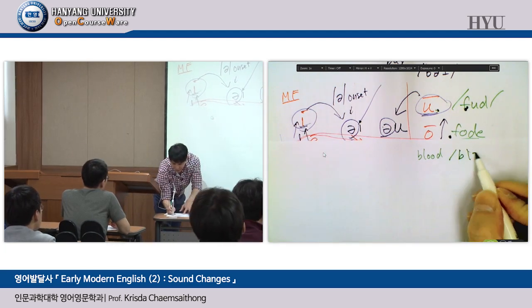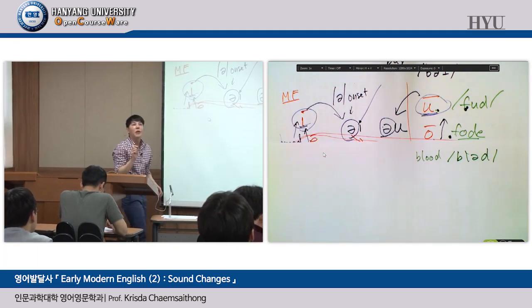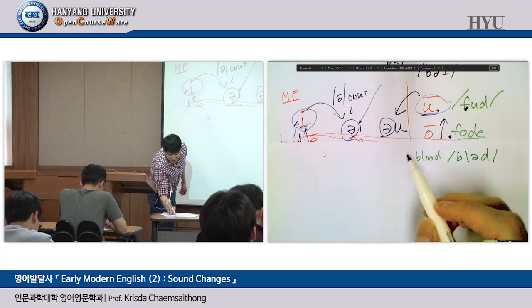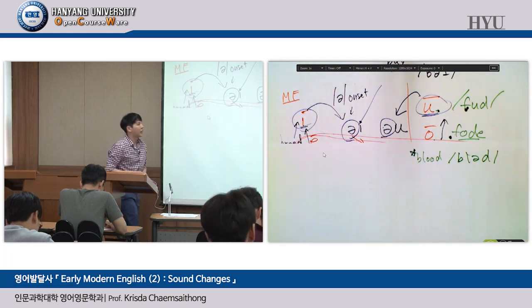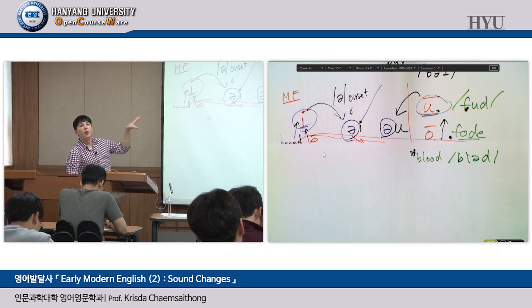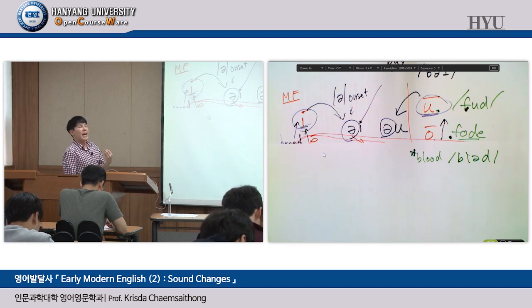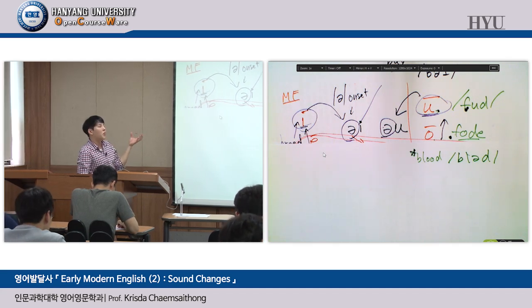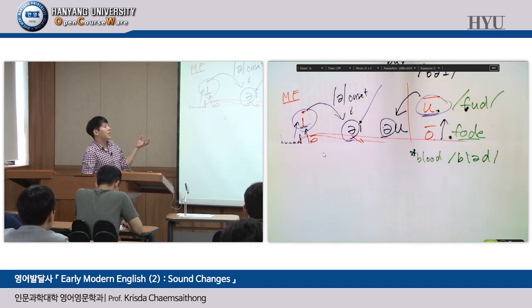So now we have "blood." Only in some words though, only in some words. So "blood," for example, is an exception, right? It should be pronounced one way, but nowadays we pronounce it as "blood," right? Which means that it must have undergone some more change, right? In this case, the change to schwa. So there are some exceptions.